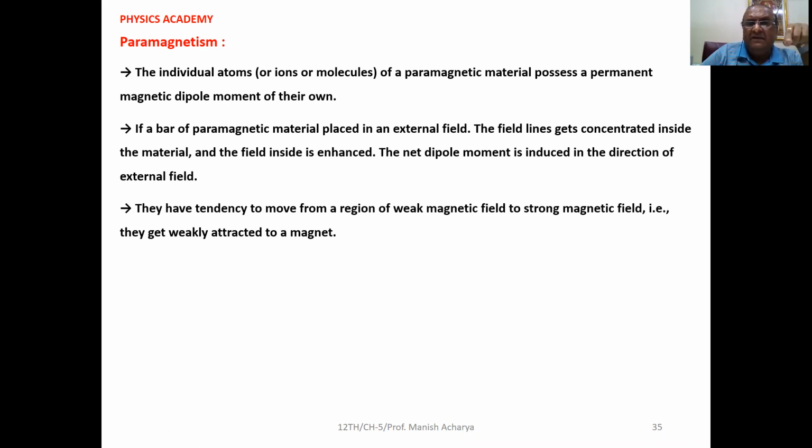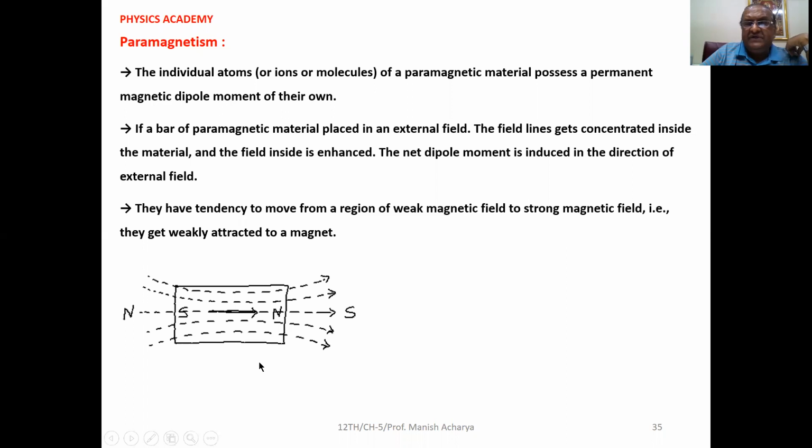And when these paramagnetic substances are placed in the external non-uniform magnetic field, then they have the tendency to move towards the strong magnetic field region from the weak one. Okay. Now see, here in the figure, it is represented when the paramagnetic sample is placed in the external field, then its dipole moments, say individual atoms possess permanent dipole moments, but all those dipole moments are randomly oriented. So when we take the vector summation of all these, then the net magnetic moment is zero. And therefore, these substances do not show you the magnetic properties.